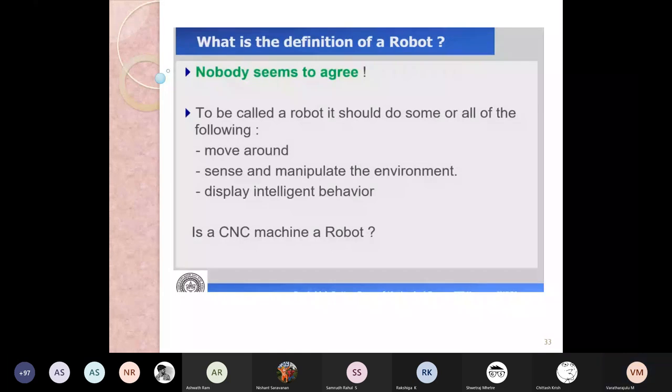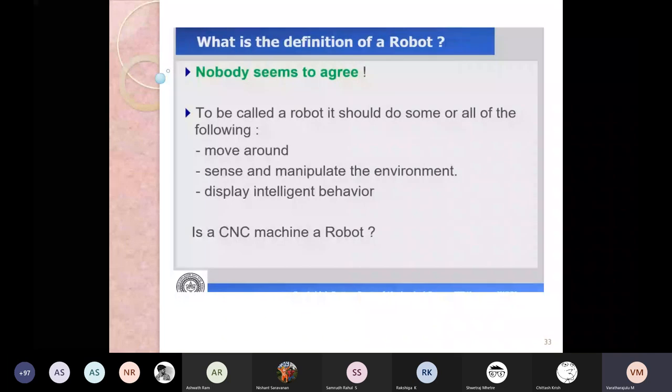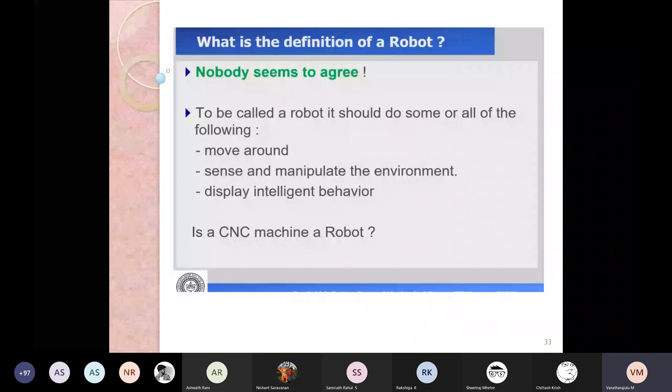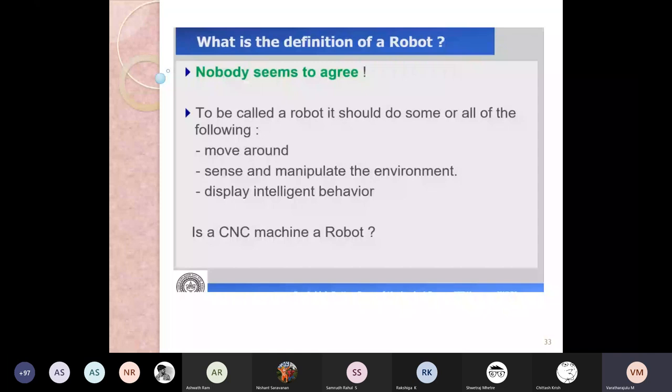And this is what we'll talk about: the robot. This is the definition disseminated by Asis Datta. A robot has to do either one task or all the tasks. It should move around, it should sense and manipulate the environment, and display intelligent behavior. And what would be the intelligent behavior? That is a very big question mark that we will discuss later. I'll give you a chance to discuss what intelligence is. So based on this definition, the CNC machine is a robot.